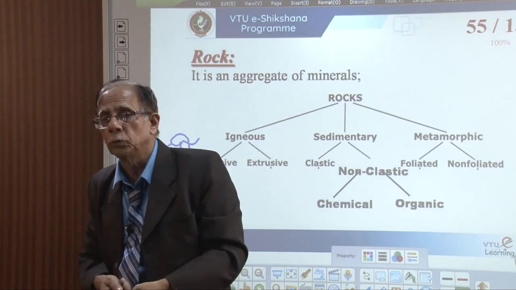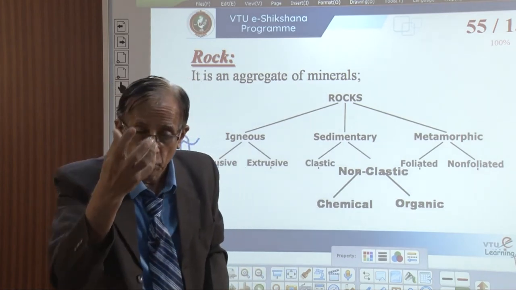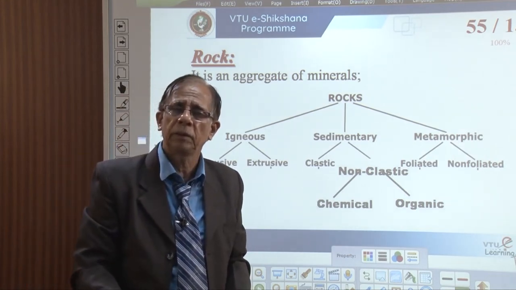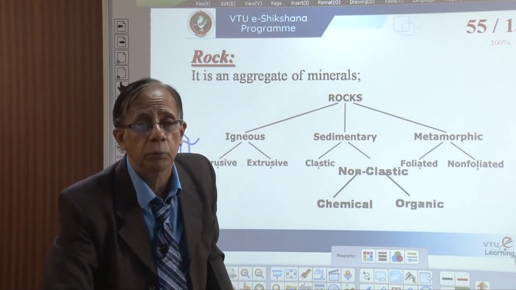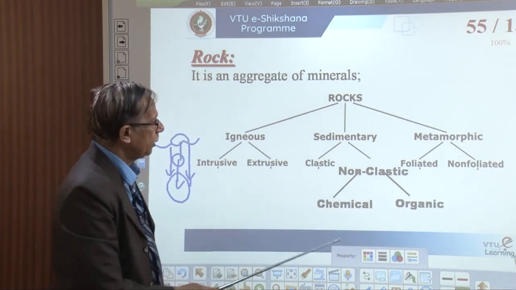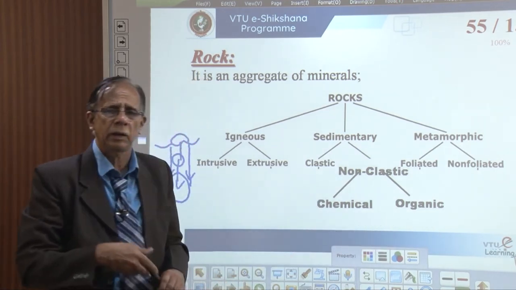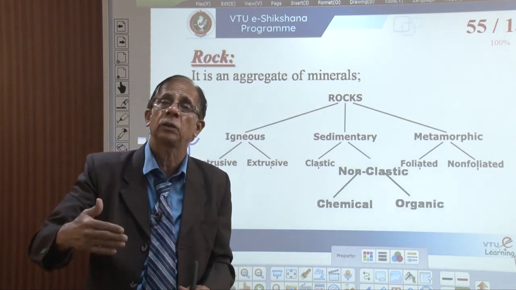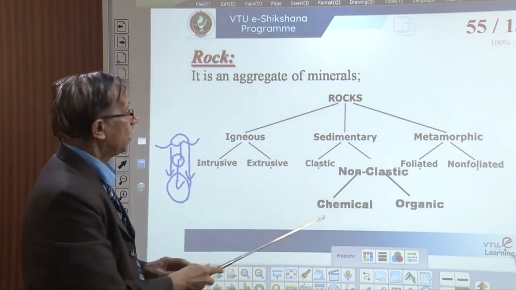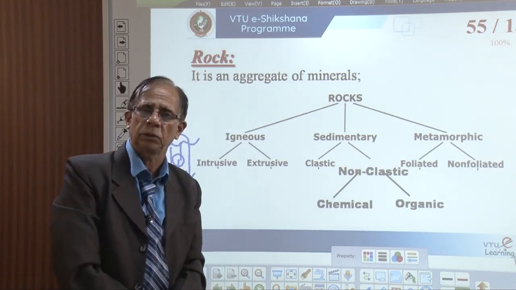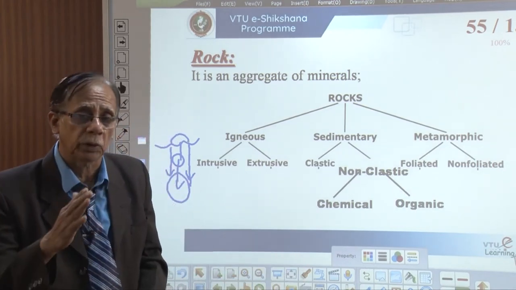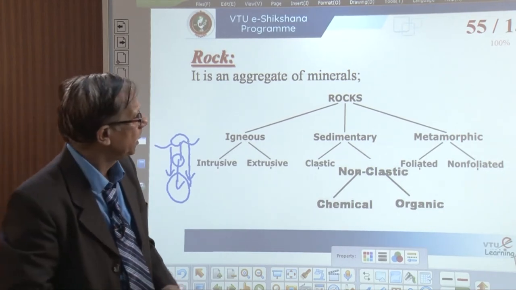And bacteria have played a role to secrete and deposit them. Thus, a kind of material gets deposited by virtue of bacterial activity. We call them organic materials, or organic activities involved in their precipitation. We call these organically formed sedimentary rocks. We will take this up in a little more detail. Just now we are trying to classify, trying to enter into metamorphic rock.